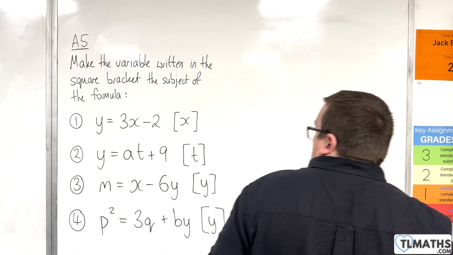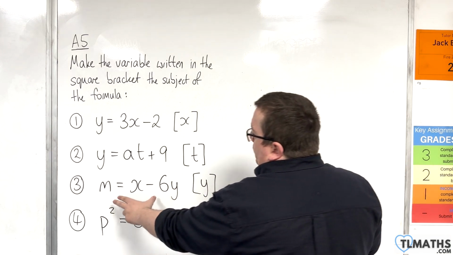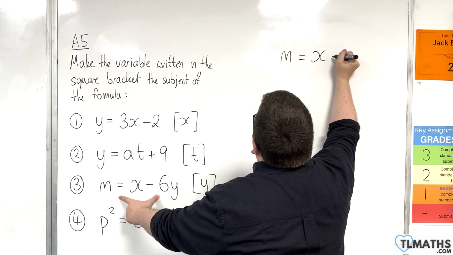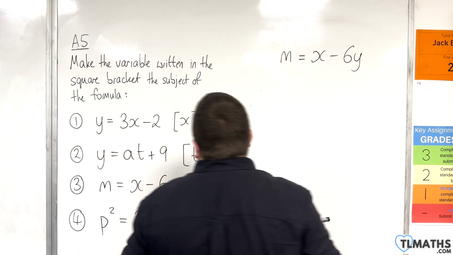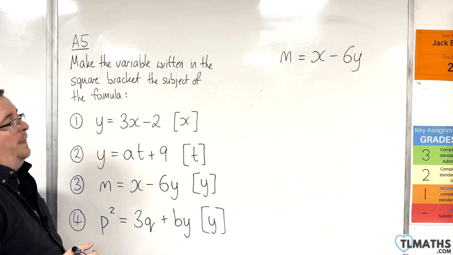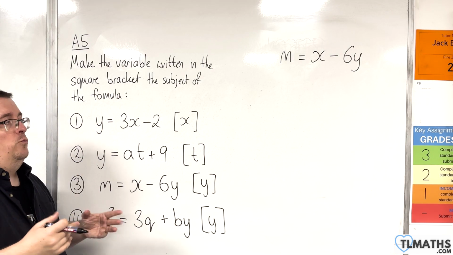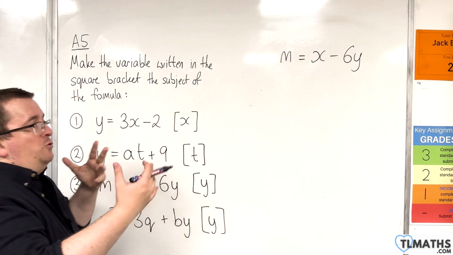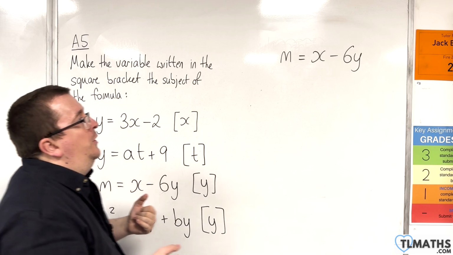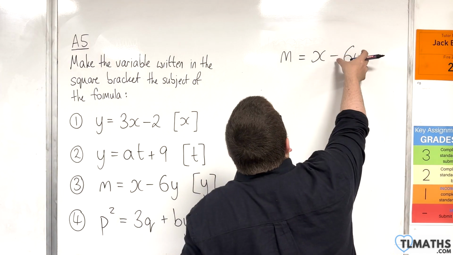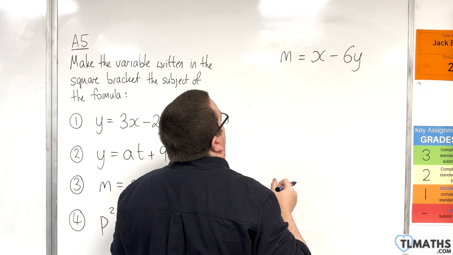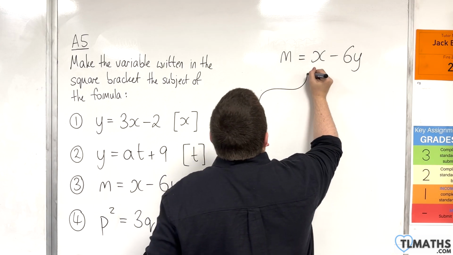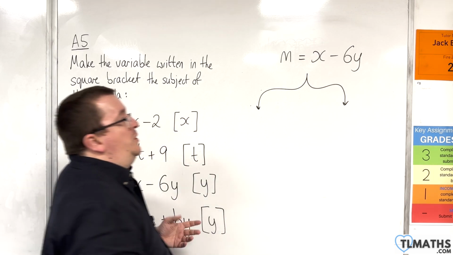Right, number 3, we have m equals x take away 6y, and we want to make y the subject. Now, you can do this in a couple of different ways. Because of that minus sign there, we can either subtract the x from both sides first, or we could add 6y to both sides. So what I'm going to do is do it in 2 different ways, and then you can choose which way you would like to do it.